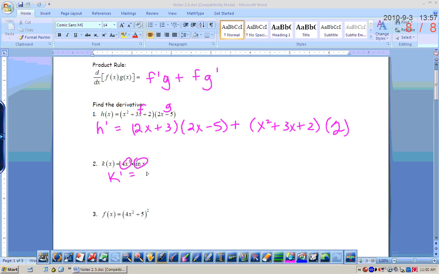So the derivative of the first one is 12x squared times sine x plus 4x cubed. And what's the derivative of sine x? Cosine x. Good. That's all you need to do.